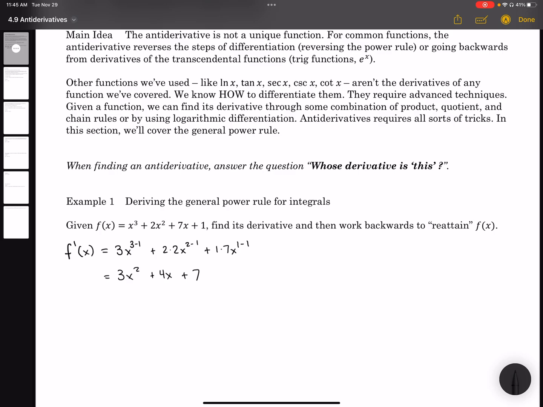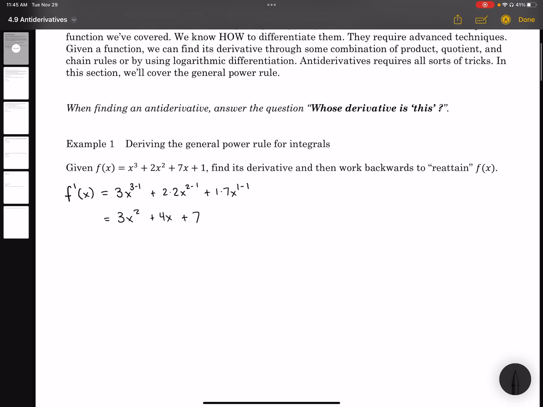When we derive, we multiply the exponent to the front, and then we subtract. When we're doing antiderivatives of polynomials, the first thing that we want to do is add to the exponent because we subtracted from the exponent. And the inverse operation of multiplying by the exponent is going to be dividing by that new exponent. So when we're going backwards, let's talk about some new notation.